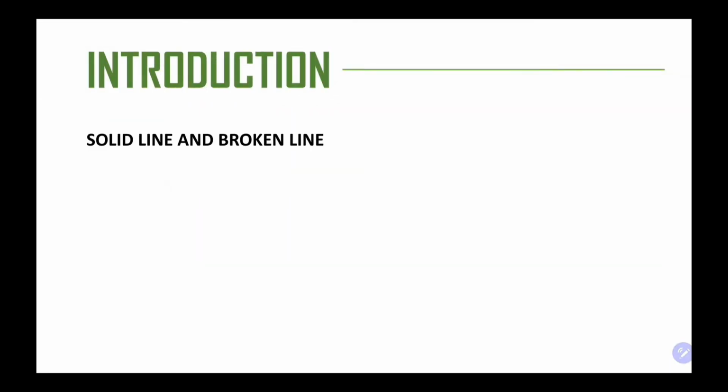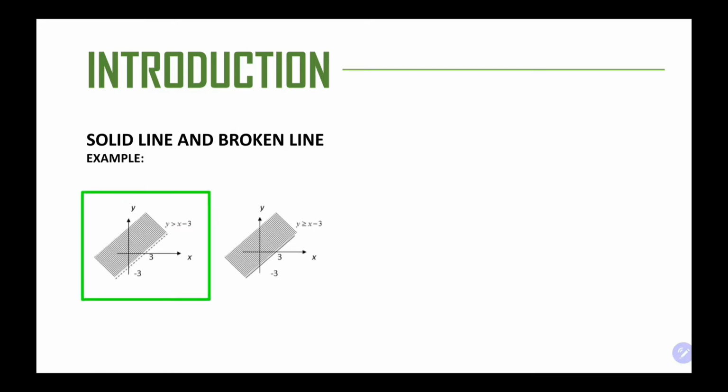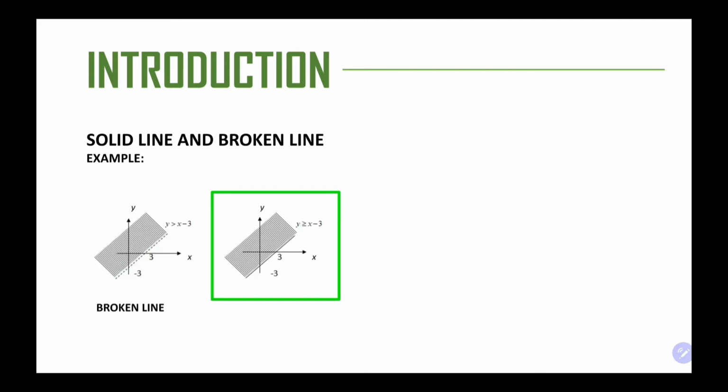Then next, solid line and broken line. For example, we have two diagrams here. The first one, y greater than x minus 3. Since the function uses the greater than sign and doesn't have an equal sign, we use a dotted line, and a dotted line we call a broken line. Next diagram, we have y greater than or equal to x minus 3. Since it has an equal sign, we use a straight line, and this one we call a solid line.